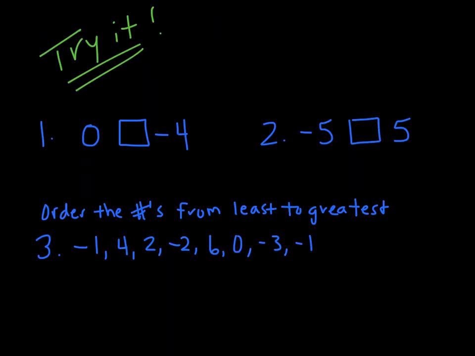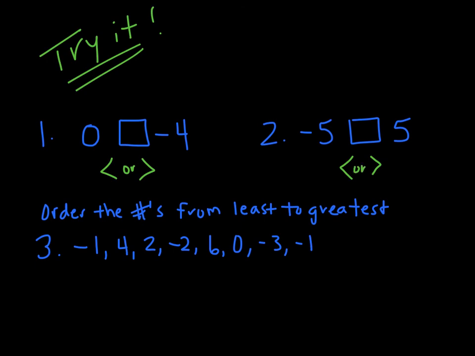Okay, so here's our try it part. For numbers 1 and 2, number 1 reads 0 is less than or greater than -4. So that's what you would fill in that box as one of your signs. Number 2, -5 is less than or greater than -5. So you're going to fill in which one you choose in the box.